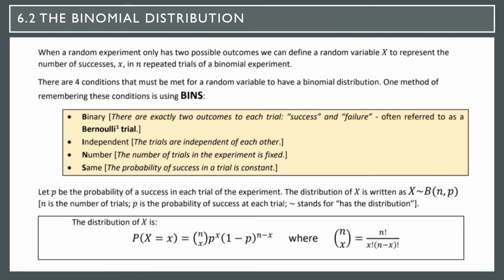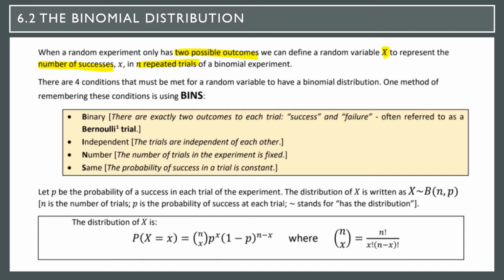Section 6.2, the binomial distribution. So when a random experiment only has 2 possible outcomes, we can define a random variable x, say, to represent the number of successes in n repeated trials of a binomial experiment. So what do we mean by that?